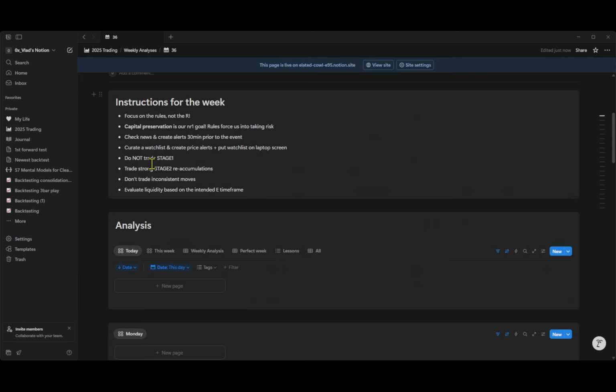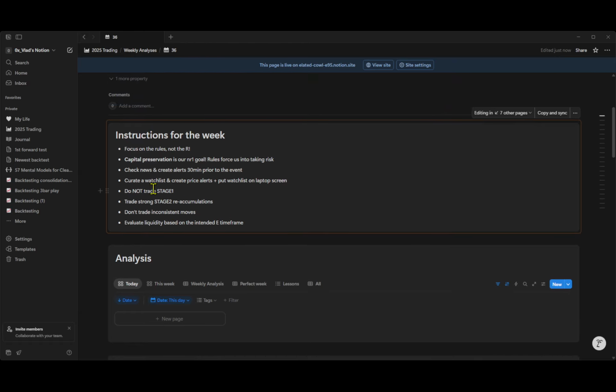And here we go into more trade-specific rules. Do not trade stage 1, of course, on any time frame. Trade strong stage 2 reaccumulations. Yep, as always. Don't trade inconsistent moves. And evaluate liquidity based on the intended entry time frame. You see, it pretty much goes from macro all the way to micro, right? From the most important, most umbrella overreaching rules, all the way down to the specifics.